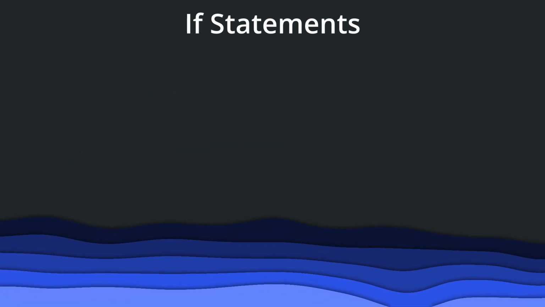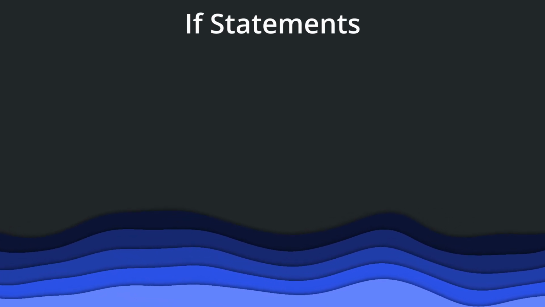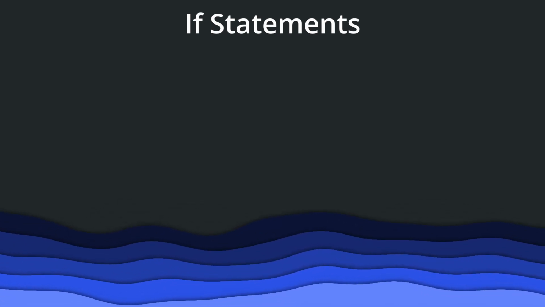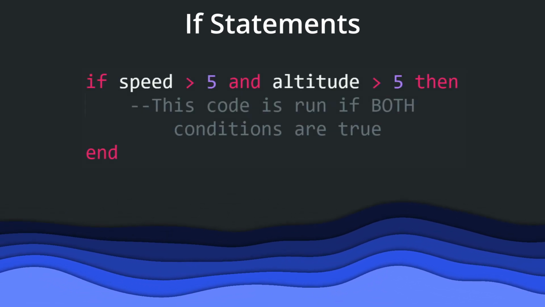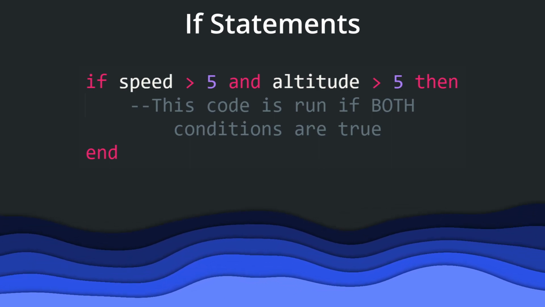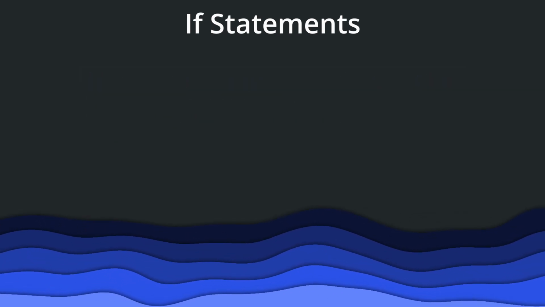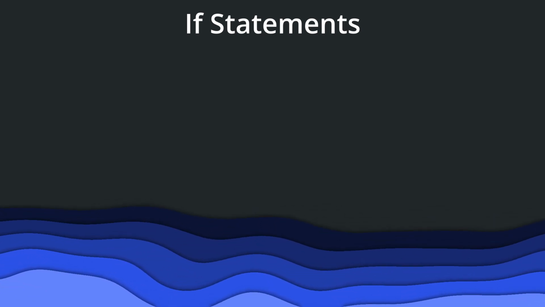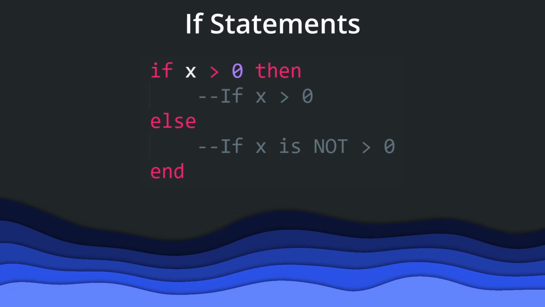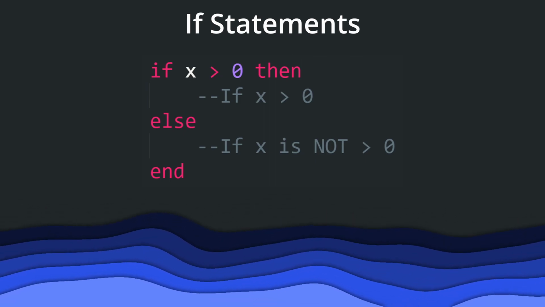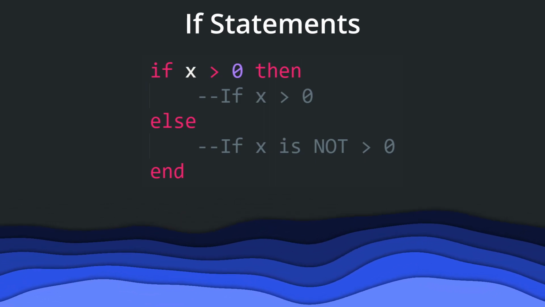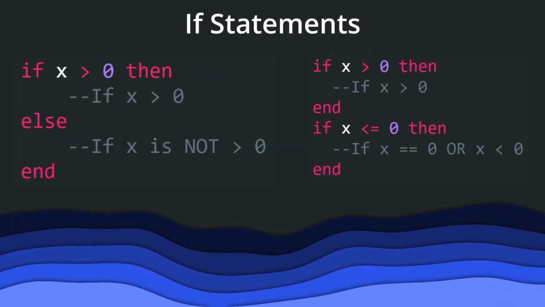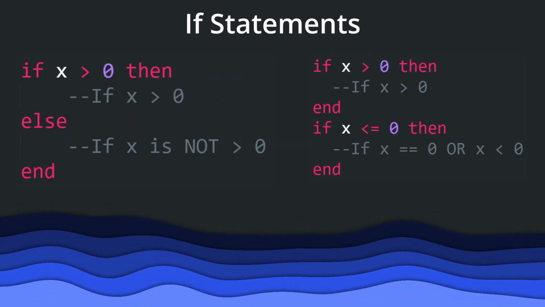We can check for additional conditions using the or and and keywords as mentioned earlier. Here, this code will only run if speed and altitude are greater than 5. We can also easily run a different bit of code if neither of these conditions are true using the else keyword. Here, we can use the else keyword to run other code if x is not greater than 0. These two code blocks run exactly the same.